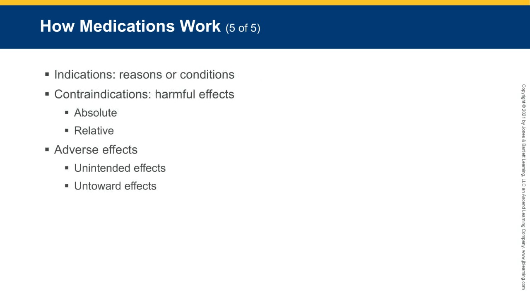Medications have specific indications, which are the conditions they are intended to treat. However, they also have contraindications, which are situations where the drug could be harmful. These contraindications can be absolute, meaning the drug should never be given under any circumstance, or relative, meaning the benefits may outweigh the risks. Additionally, medications may cause unintended side effects or untoward effects, which are harmful and unexpected.